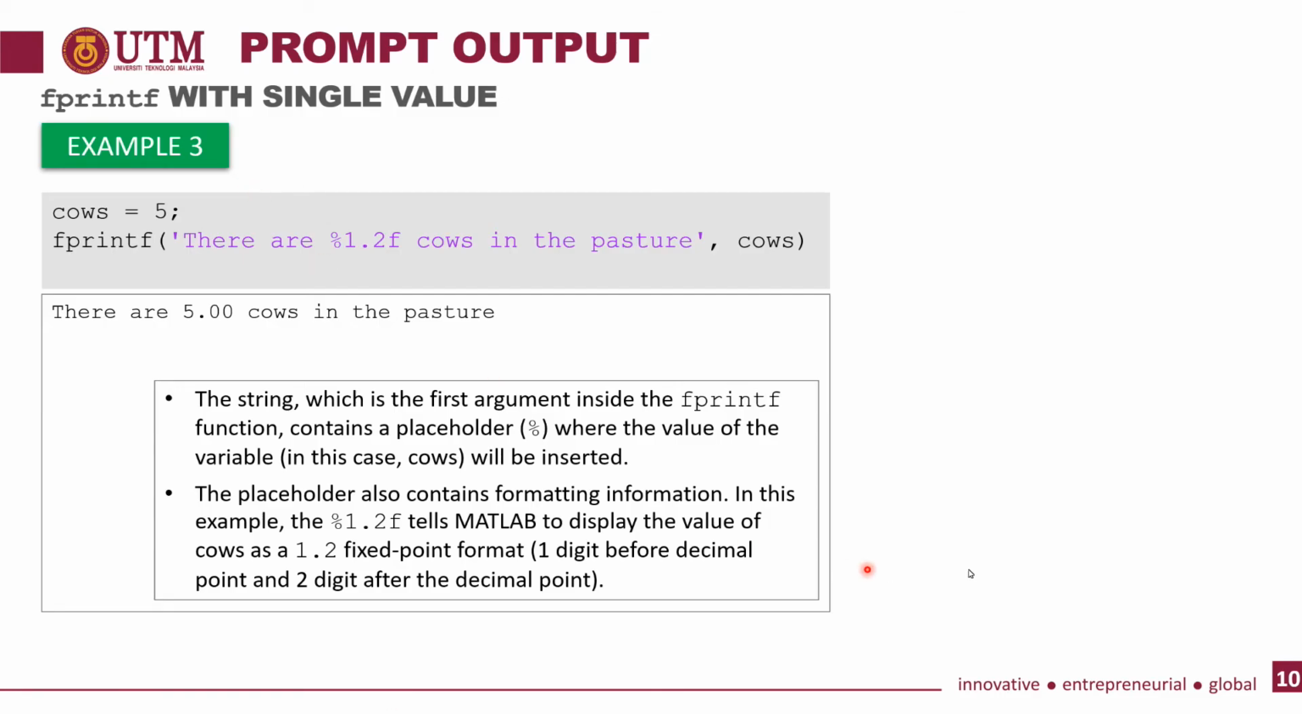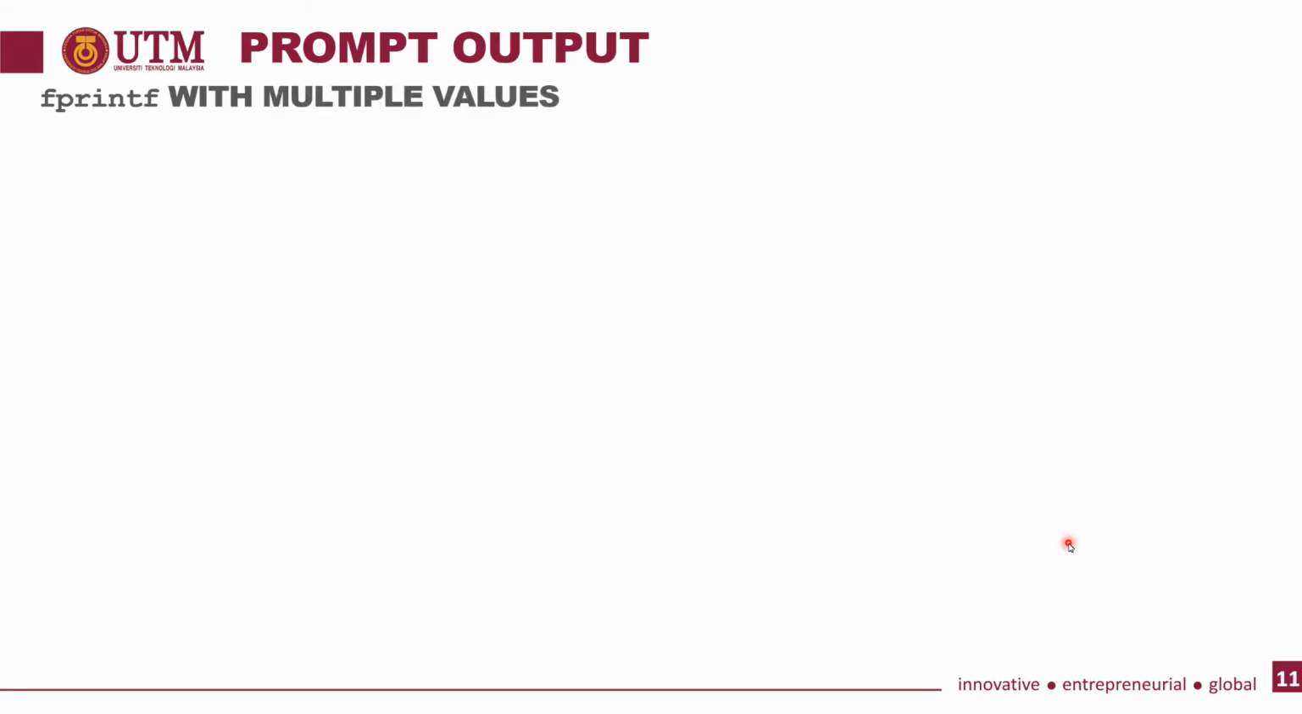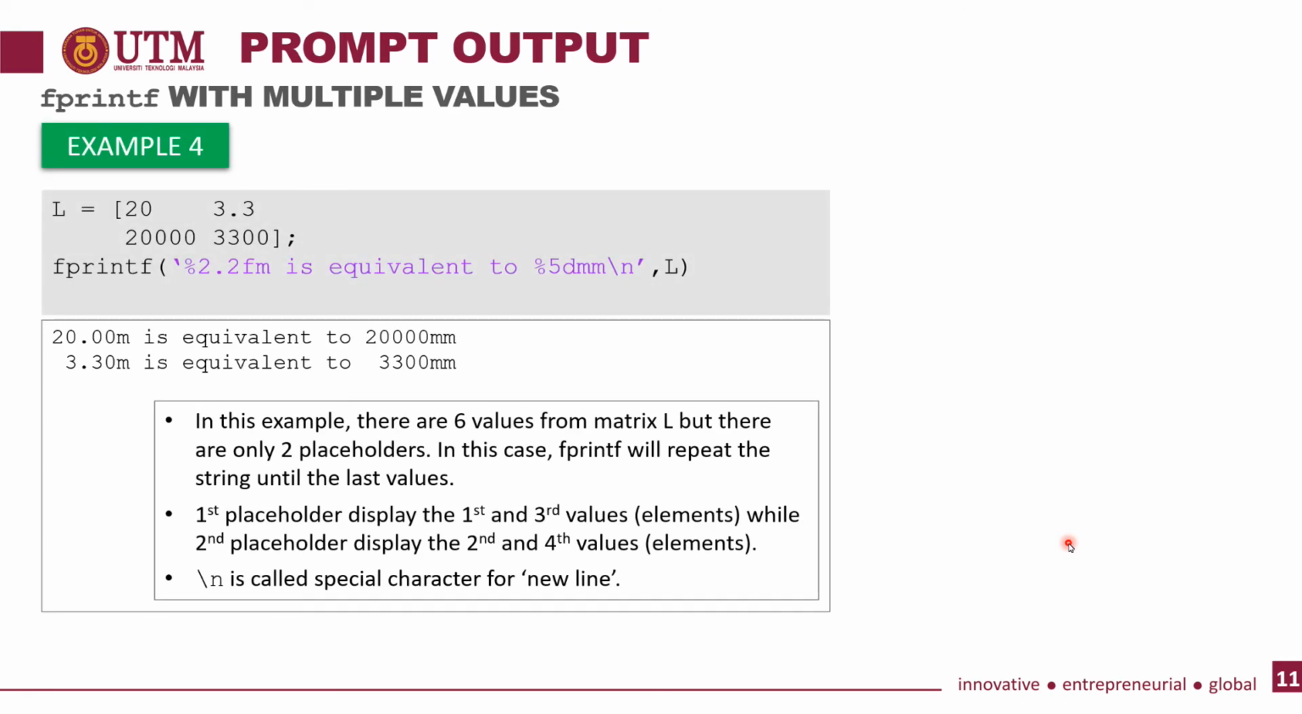All right, so next, what if we wanted to use fprintf but with multiple values? What should we do? Let's take a look at example number 4. For example number 4, we have a variable L with a total of 1, 2, 3, and 4, four different variables. Here you see this is the first row and this is the second row.